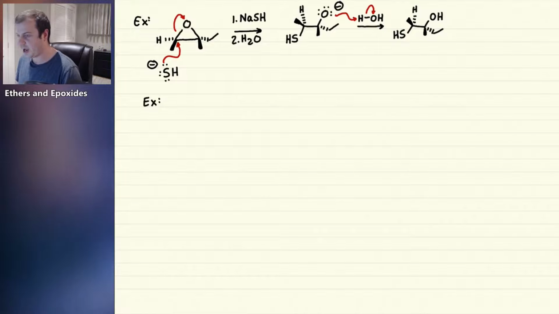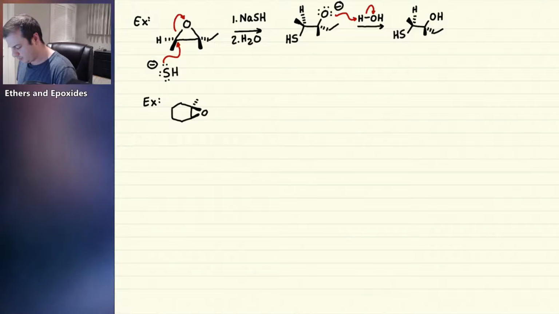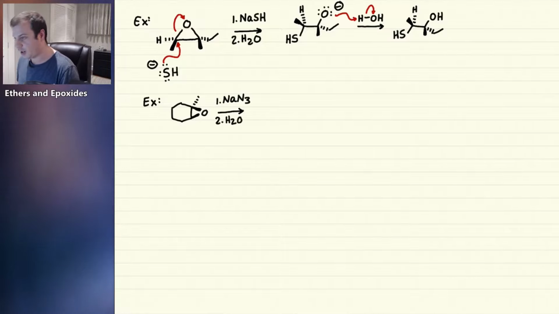Now what happens if I have an epoxide that's connected to a cyclohexane ring? This is something that occurs quite often. So we can have something like this epoxide. And then let's treat this one with sodium azide, which is a good nucleophile for SN2. And of course we'll need our water workup. And so let's try and draw the mechanism for this reaction.